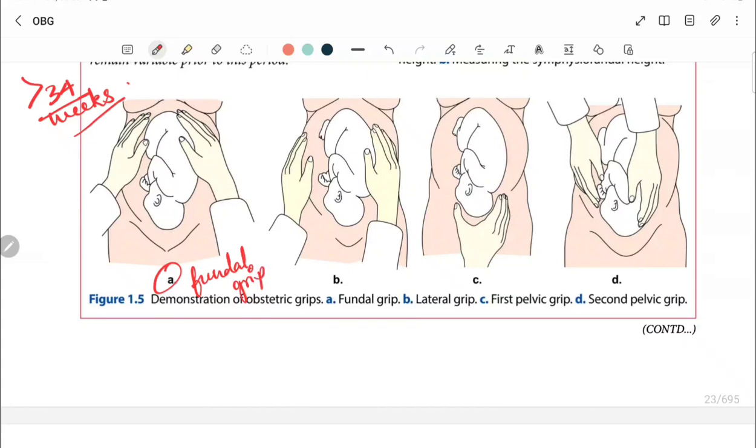The first one is the fundal grip. They are palpating the fundus. In the second figure, you can see the lateral grip. So lateral grip, and next lateral grip, both the sides will be seen. Knob-like structures denote limb, and a smooth uniform structure denotes spine. And next is the first pelvic grip, and then this is how you do the second pelvic grip. First pelvic grip and second pelvic grip.